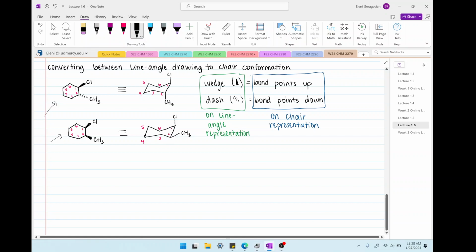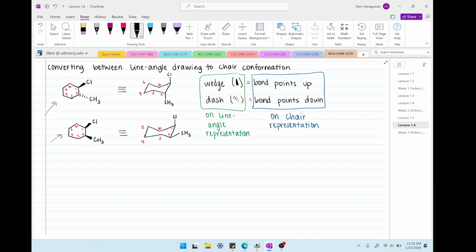One has chlorine with a wedge, and a wedge bond indicates that bond is pointing up when we draw the chair conformation. And it has a dashed methyl. Then the other cyclohexane has 2 wedge bonds. And so these are actually 2 different molecules. If we draw them with a line angle drawing, the first one has chlorine axial and methyl axial, and the second one has chlorine axial and methyl equatorial.